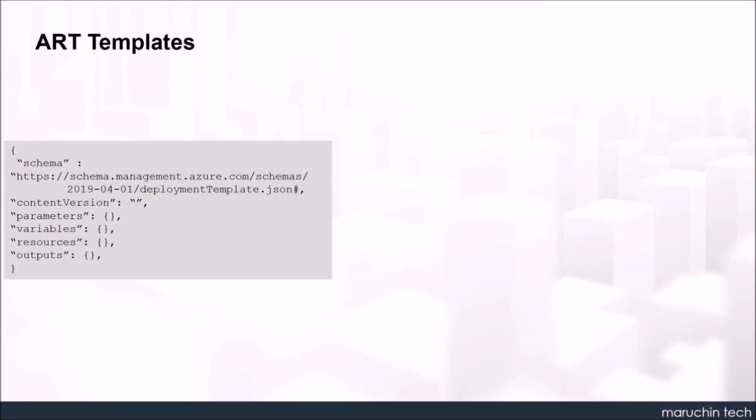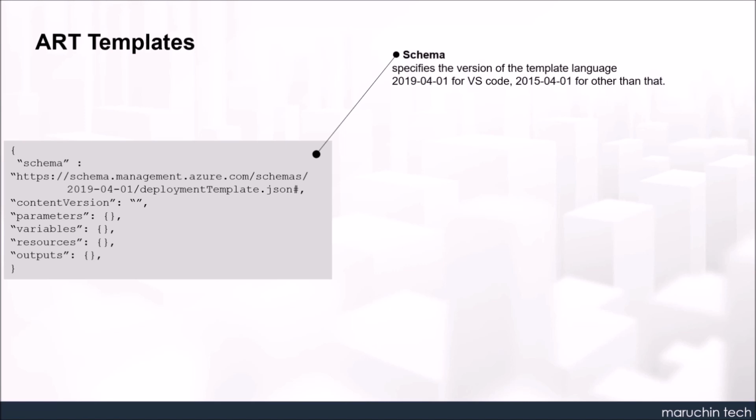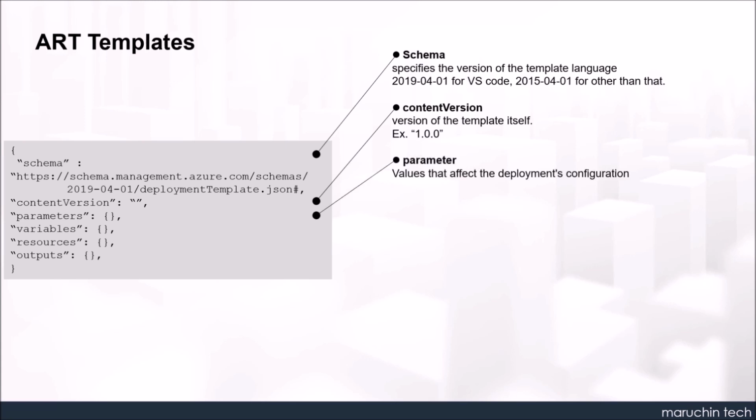ARM templates are JSON files that define the infrastructure and the configuration. ARM templates consist of some sections. The schema specifies the version of the template language. The content version defines the version of the template itself. The parameters allow input of values that affect the deployment's configuration.